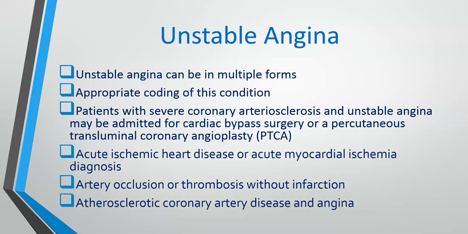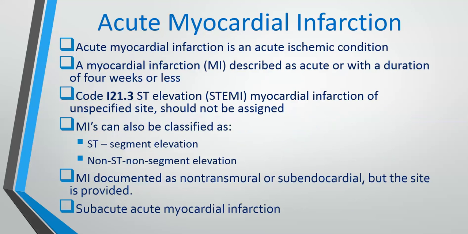If a patient with coronary artery disease is admitted due to an acute myocardial infarction, also known as an AMI, the AMI should be sequenced before the coronary artery disease. So those are some important things to make sure that you know when it comes to coding unstable angina, atherosclerotic coronary artery disease, as well as an acute myocardial infarction. So please keep those in mind.